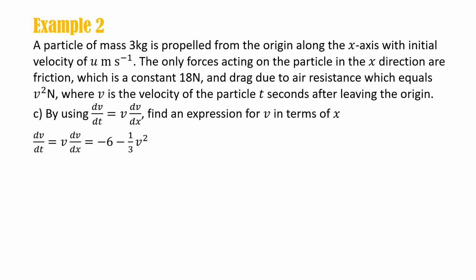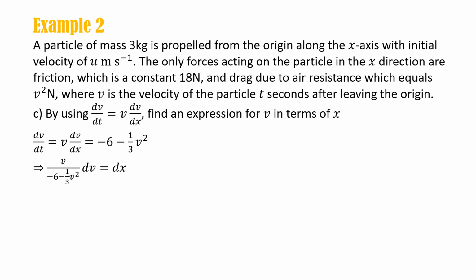So what we've got there are v's on both sides of that equal sign. We want v equal to something in terms of x. So let's put all of our v's on the left and our x's on the right. So we can just switch out everything on the right-hand side with our dx on the left. And what we're going to have is v over negative 6 minus a third v squared dv is equal to dx.